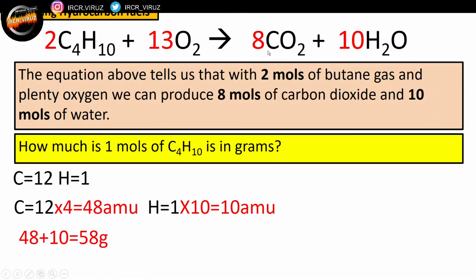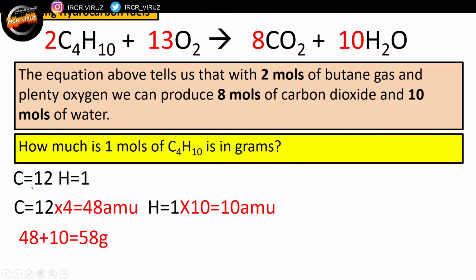So that's your 8 moles of carbon dioxide and 10 moles of water, as you can see over here in the balanced chemical equation. Okay, so how much is 1 mole of butane in grams? Normally what you would do is that you have the molecule of butane, you calculate the relative atomic mass, and that will be in relative mass units, and this is what we got.